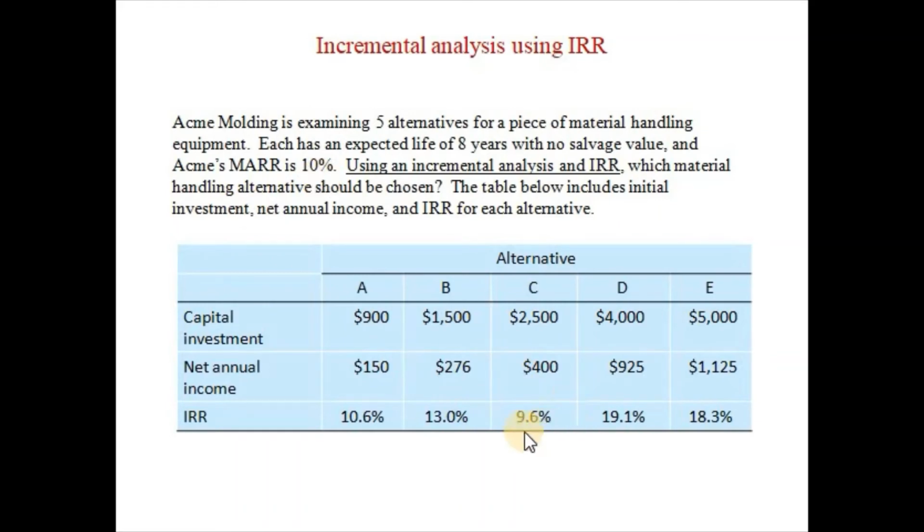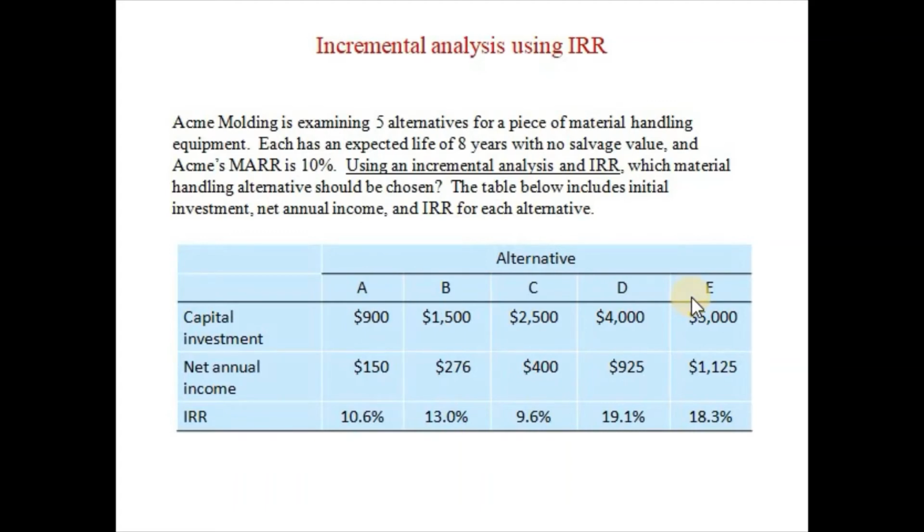So it doesn't get me the rate of return that I request. So from the beginning, I drop it from the comparison. I do not compare it with the rest. D is 19.1, greater than 10. E, 18.3, greater than 10. So here I will only have 4 options, A, B, D, and E.